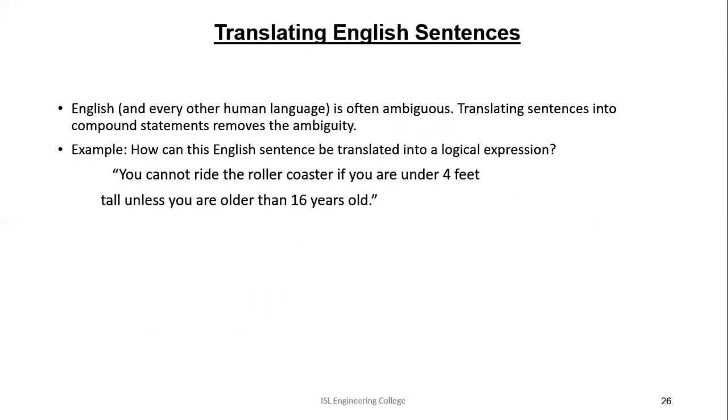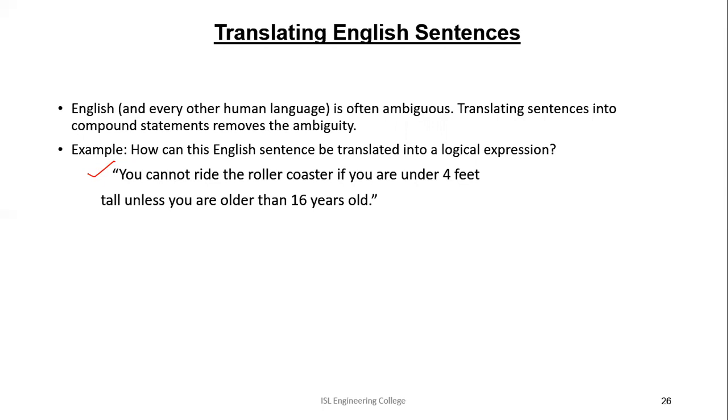Now, translating English sentences. To translate English sentences into propositional logic is actually a bit confusing, that is, it is ambiguous, and translating sentences into compound statements removes the confusion. Now the example is this: you cannot ride the roller coaster if you are under 4 feet tall unless you are older than 16 years old.